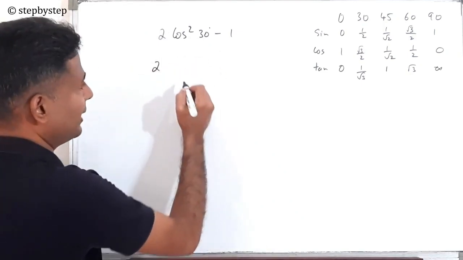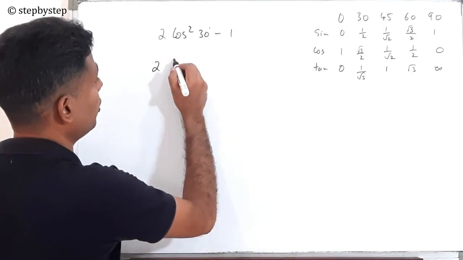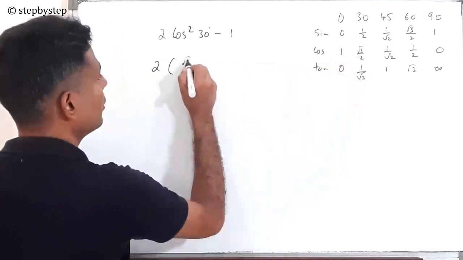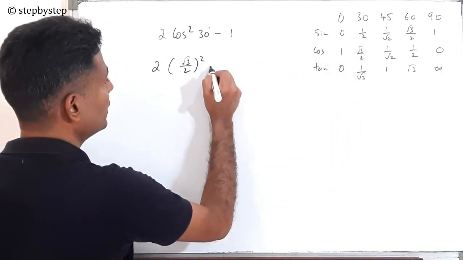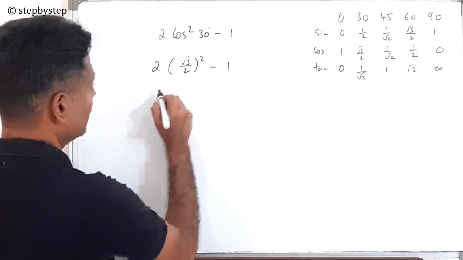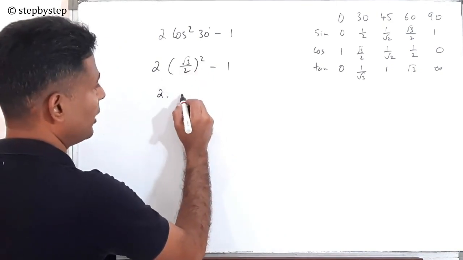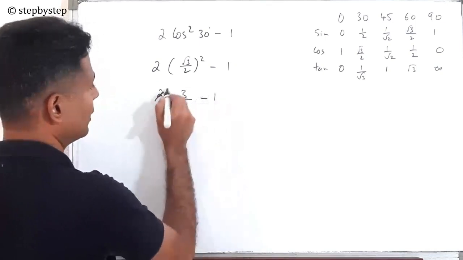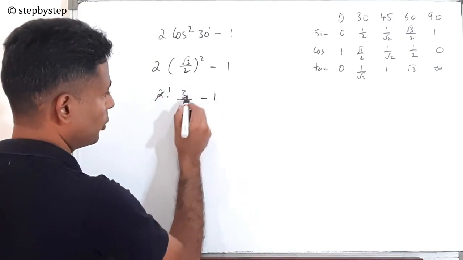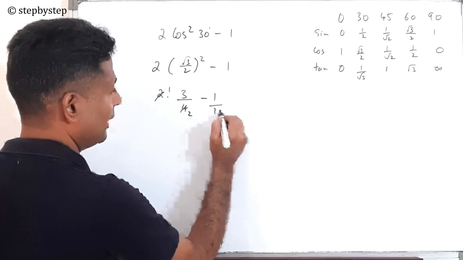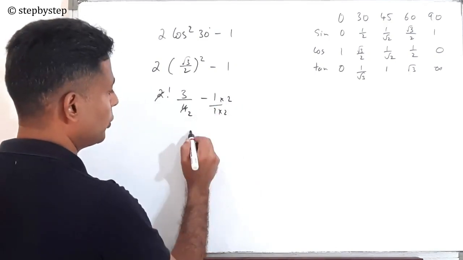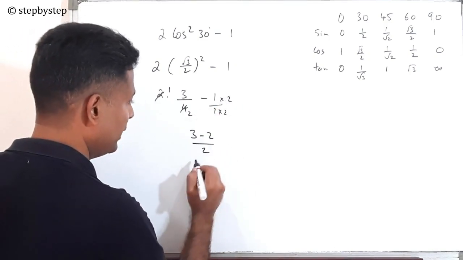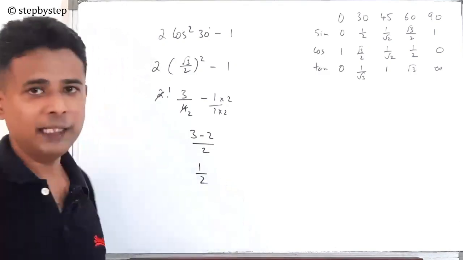Now since I have the table, I can solve. Now 2 cos square 30. Cos square 30 means cos 30 whole square. How much is cos 30? Root 3 by 2 whole square minus 1. So we get 2 into root 3 by 2 whole square. Root 3 into root 3 is 3, by 2 into 2, 4, minus 1. So 2 ones are 2, 2 twos are 4. So we get 3 by 2 minus 1. Taking LCM, 2 into 2.